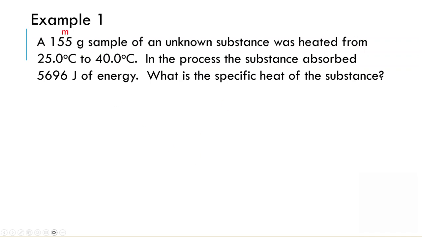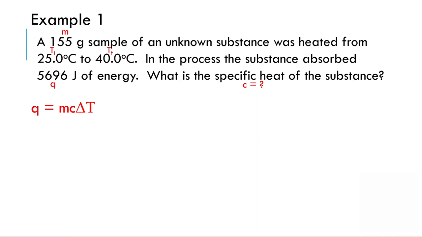It was heated from 25 to 40. Those are temperatures. It's going from 25 to 40, making 25 the initial temperature and 40 the final temperature. In the process, the substance absorbed joules of energy. Joules is Q. What is the specific heat? Specific heat is C, which is our variable. So the equation we're going to use is Q equals mc delta T.